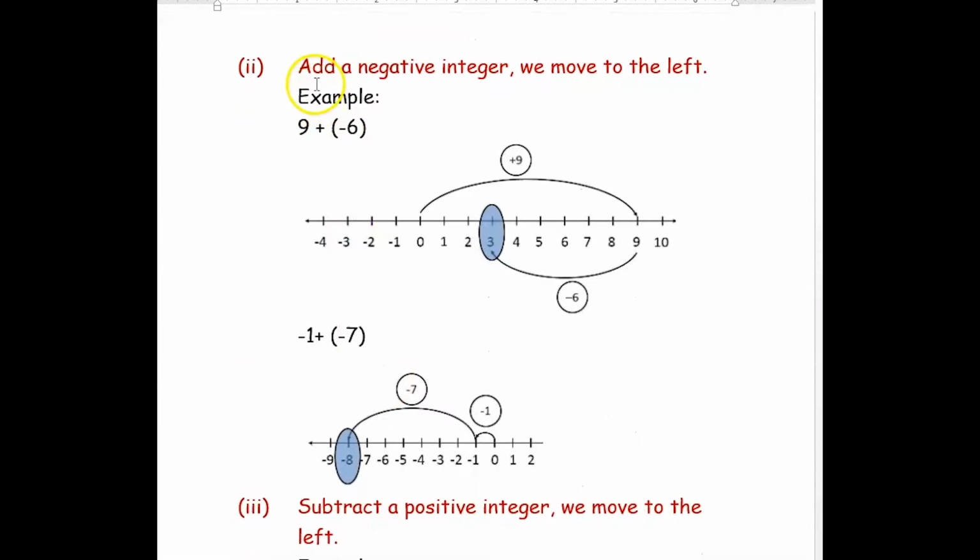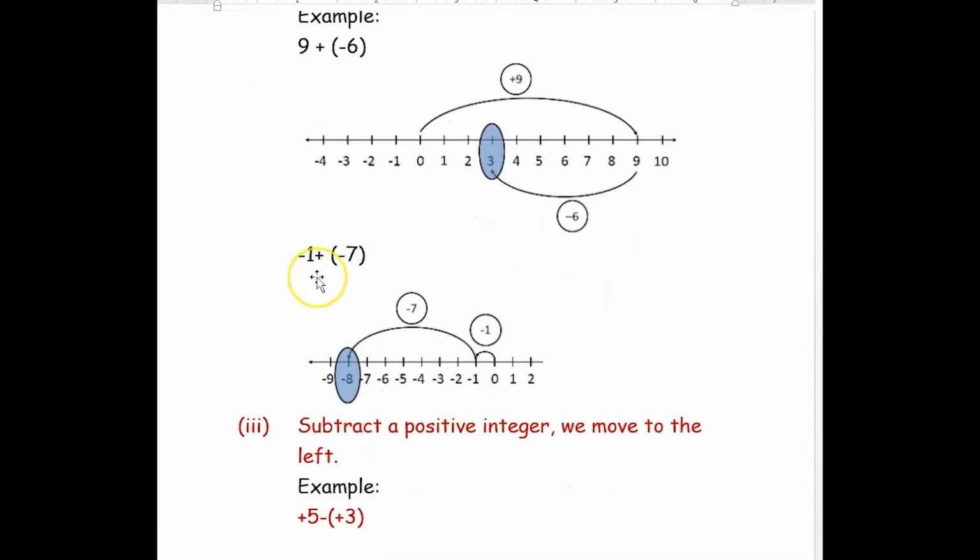The next rule: to add a negative integer, we have to move towards the left. For example, 9 plus minus 6. Already 9 is a positive integer, and we are adding a negative integer, minus 6. So you are at 9, and since you are adding a negative integer, you move towards the left. So 9 plus minus 6 will be 3. So you move towards the left.